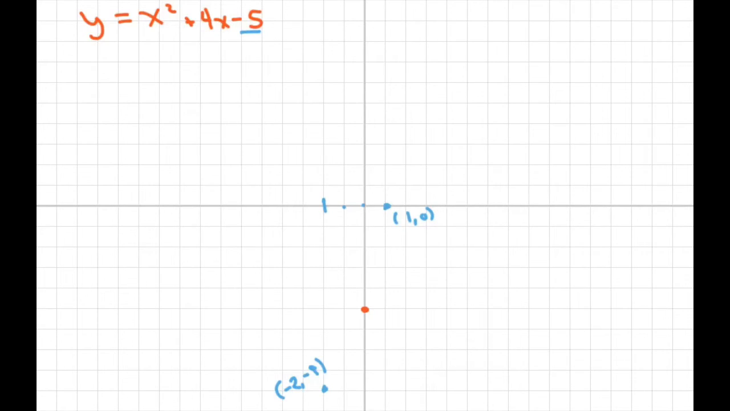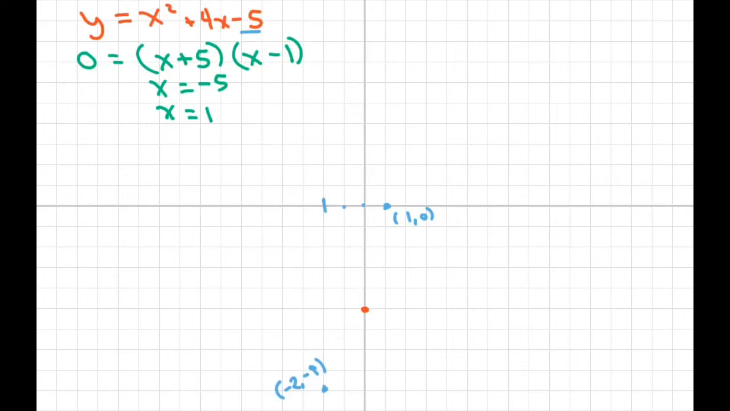Let's get some intercepts. I'm going to factor this to get my x-intercepts. So it's going to be x plus 5, x minus 1. So x is -5, and x is 1. So we already have our 1, and our -5 is here. 1, 2, 3, 4, 5. So there it is.